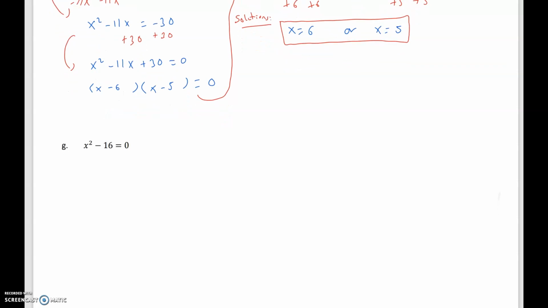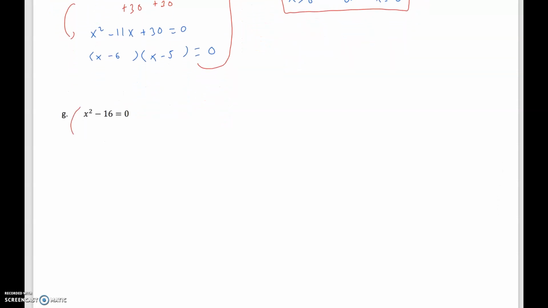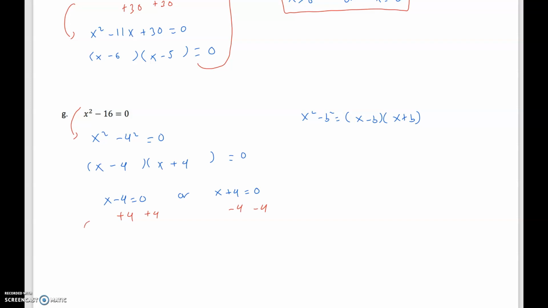Let me move on to the last one, and the last one is already set equal to 0. Also, it's a difference of squares because you can rewrite the problem as x squared minus 4 to the second is equal to 0, which means that you could rewrite it as x and x and express it as minus 4 and plus 4. I'm using the formula that x squared minus b squared factors as x minus b and x plus b. And then from here, we would just say that x minus 4 is equal to 0, or x plus 4 is equal to 0, and then solve both of these conditions, which will require for us to add 4 and subtract 4, which is going to give us the solutions of x is equal to 4 or x is equal to negative 4.